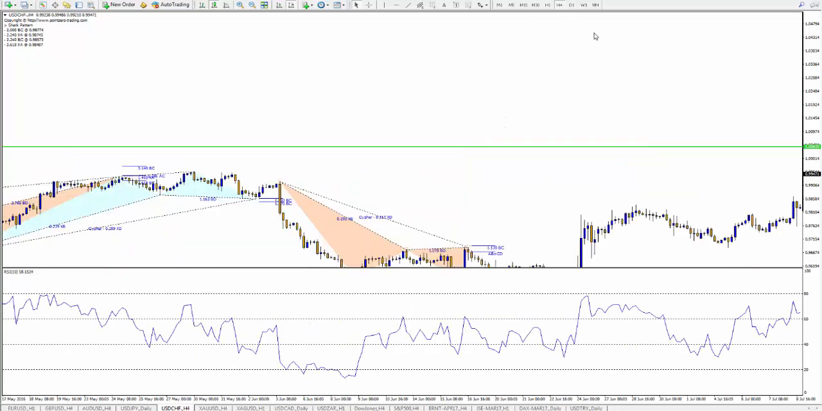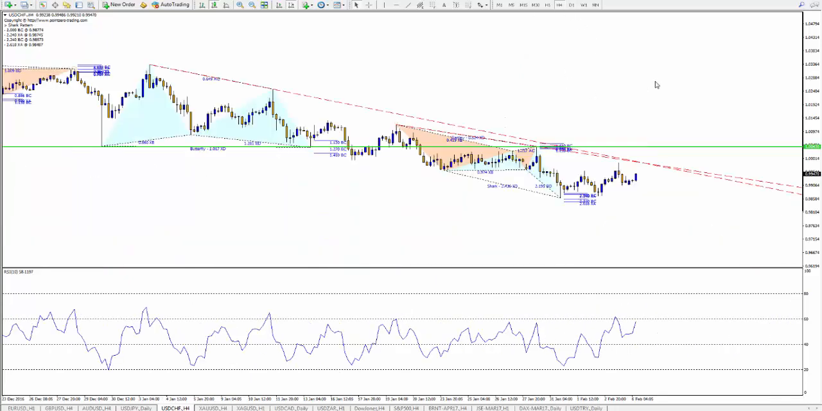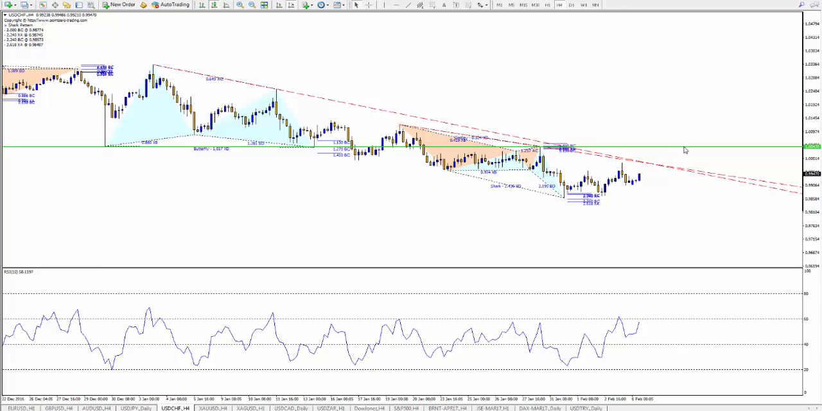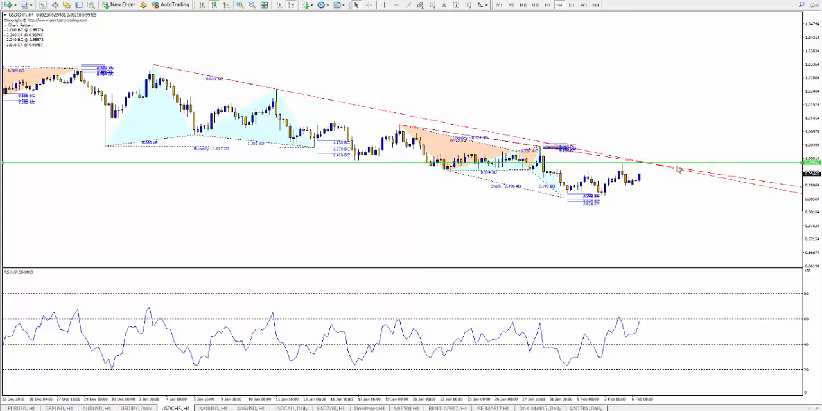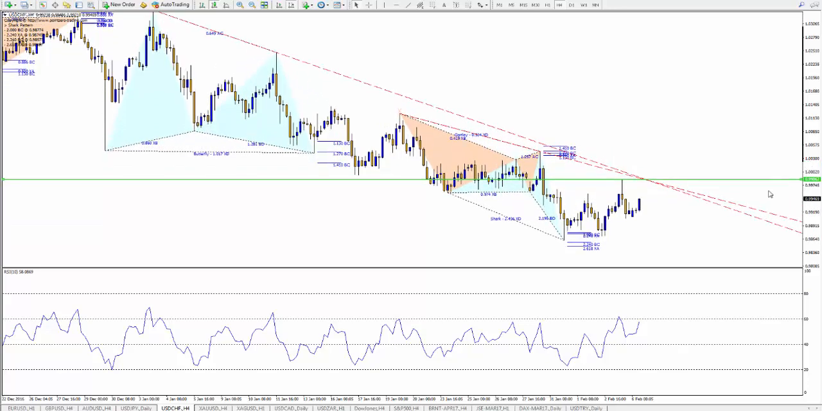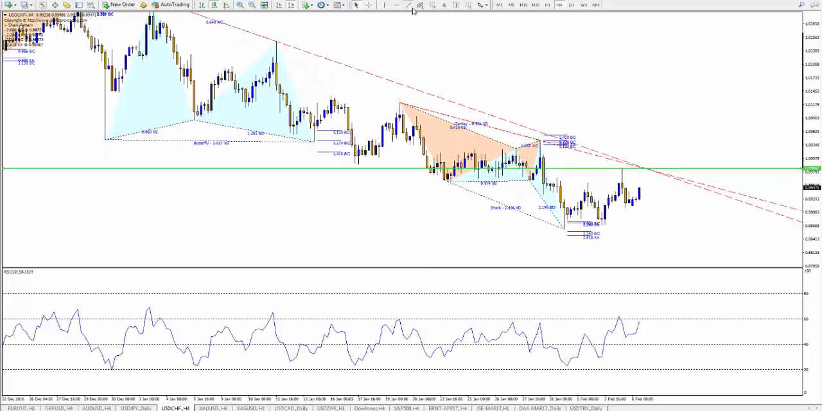On the 4 hour chart, let's take a look. That's where it's at. Okay, so that's going to be your resistance. Double top also. We're either going to go in that direction, or the market might just break down.